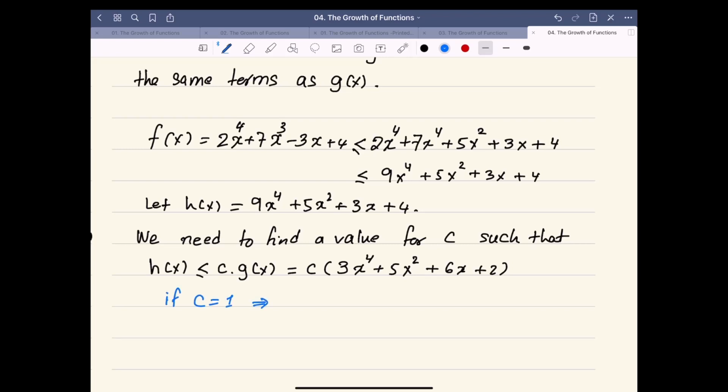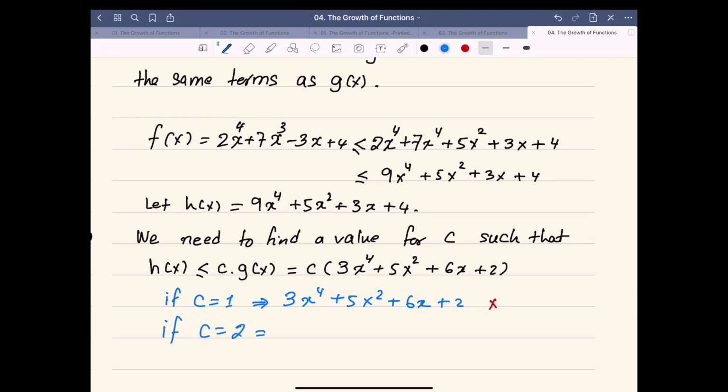So what we are going to have in this equation will be 3x raised to power 4 plus 5x squared plus 6x plus 2. Now by comparing h of x with the resulted polynomial term by term, 9x raised to power 4 is not less than 3x raised to power 4. So I cannot make this polynomial less than or equal to this polynomial when c is equal to 1. So this will not work.